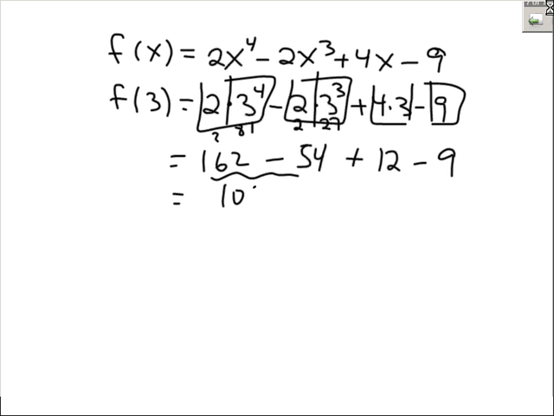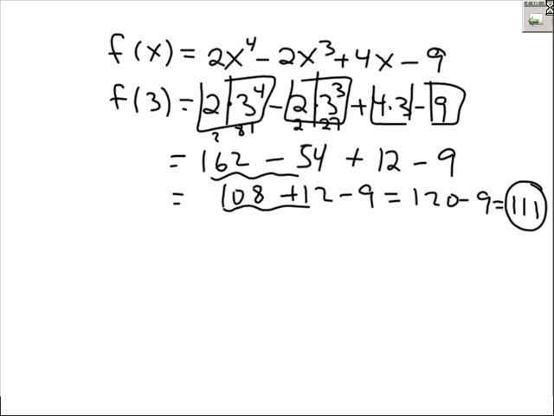The subtraction gives you 108. And you add 12 and take away 9. Well, 108 plus 12 is 120, minus 9 is 111. Okay. There's a much easier way to find f of 3. Do synthetic division with 3 in front. And whatever the remainder is, that's going to be f of 3.